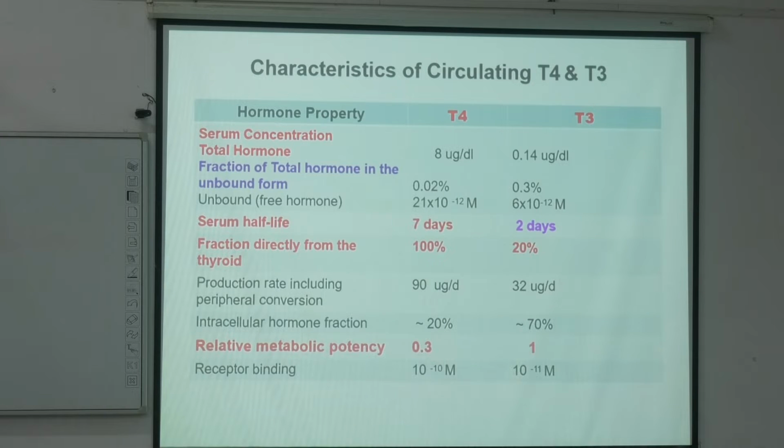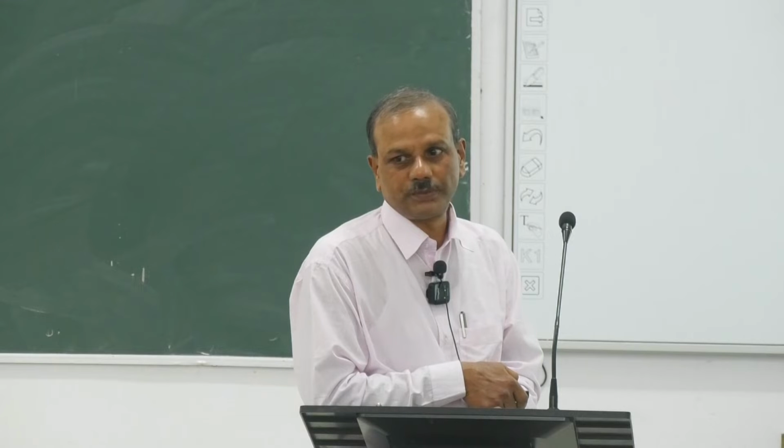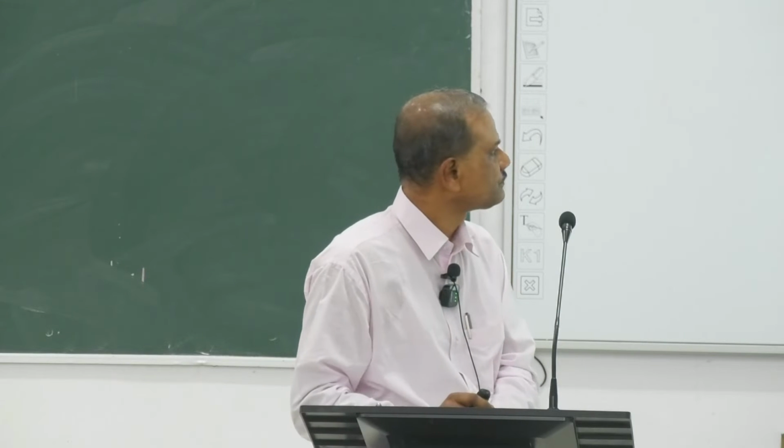Basically, T4 is converted to T3, and T3 exerts its action, and T3 and T4 both combined regulate the TSH secretion. So for relative metabolic potency, you must remember that T3 is metabolically much more potent, and the serum half-life of T4 is 7 days. In contrast, T3 is not administered pharmacologically in patients, but T4 is. So you must know the P's and Q's of T4. And the fraction directly obtained from the thyroid gland is, as I told you, 100% for T4 and 20% for T3. That you must remember. Next one.